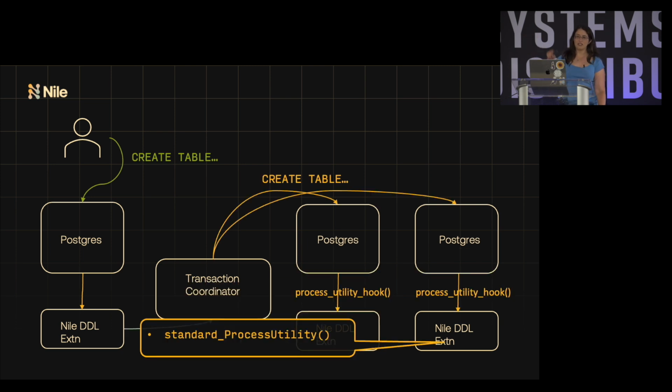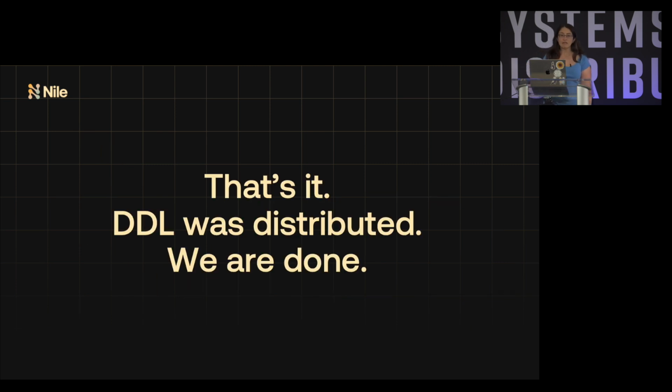So transaction coordinator distributes it everywhere. All those other Postgreses get create table. What do they do now? Well, they call the process utility hook, which is us, but we immediately pass it along. We know that this was a command from the transaction coordinator, not from a real user. We pass it along and tell Postgres, hey, go ahead and create the table on all those machines. That's it. Thanks for coming to my talk. We distributed the DDL. Well, not quite, right?